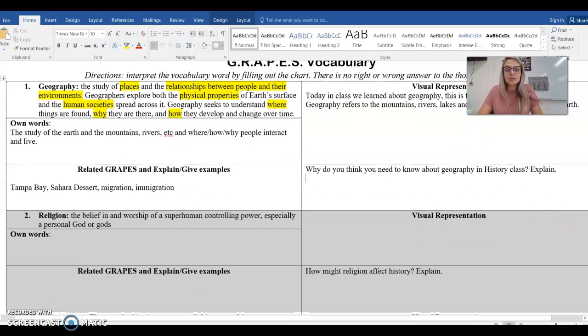All right, so you have basically those 5 boxes to fill out for every single vocabulary word. So it's highlight, own words, rewrite it, related to geography, or give examples in this case. So today we're just giving examples. And then you're going to do a visual representation or a sentence. You can do that online. All right, and then answer this in a complete sentence.